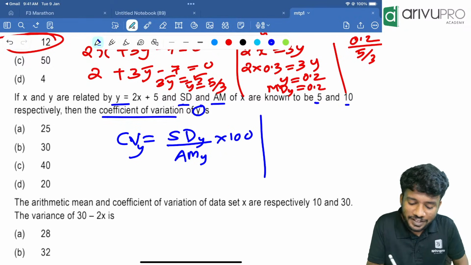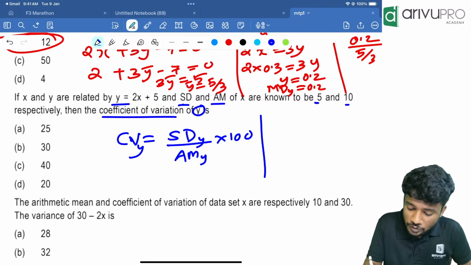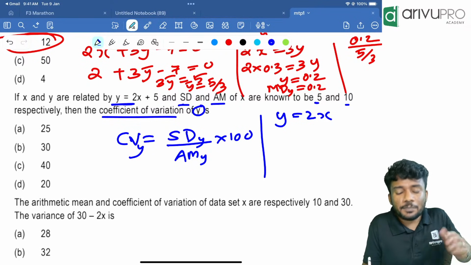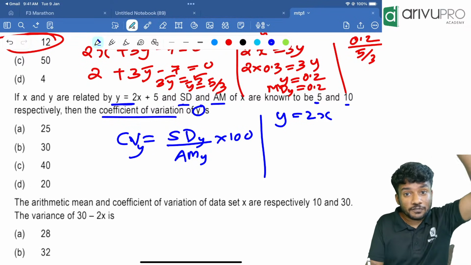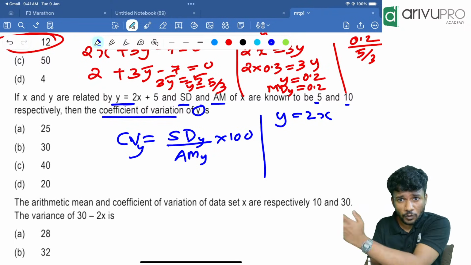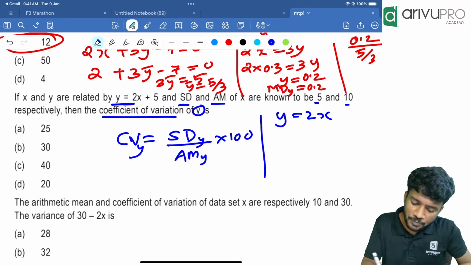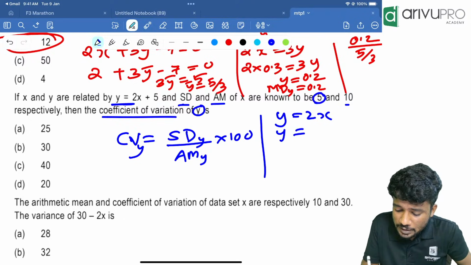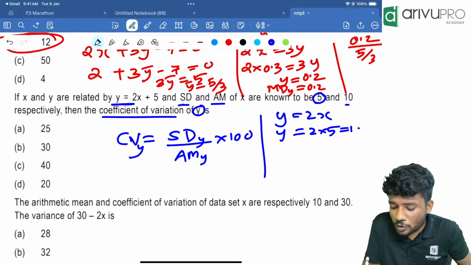First of all, we need to find standard deviation of y. So for that you will put y is equal to 2x. We are ignoring the constant term because standard deviation is not affected by origin. That's why we ignore the negative value or even the constant value. So instead of x, you are going to put what? The 5. So y is equal to 2 into 5, which is equal to 10.